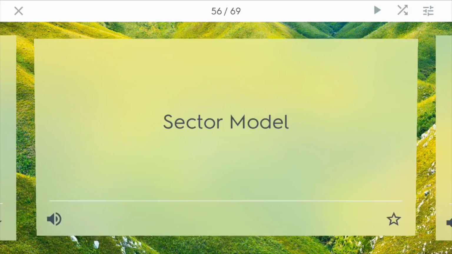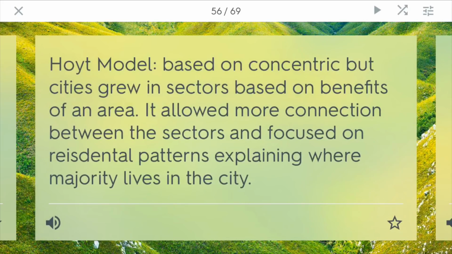The sector model was created by Hoyt, and it's based on concentric circles, kind of like before, but as cities grew, these sectors formed based on the benefits of an area. It allowed more connection between the different sectors and focused on residential patterns, explaining where the majority of people live in a city. So it's not as circular like the previous model. It sort of takes on these other different shapes according to, of course, where people benefit and the good locations around a city.